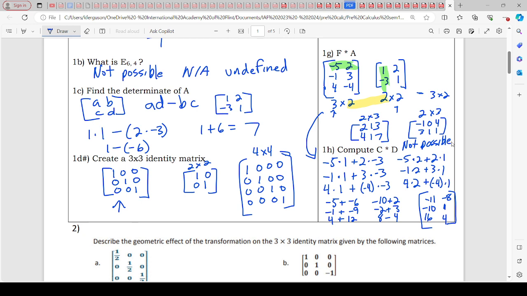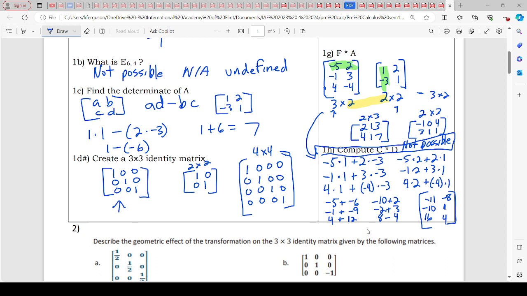I'm sorry about the way that looks. Not available, which I'm okay with that. Not possible or undefined. That's this one right here. I used all the space to do this problem. I ran out of space for this one.